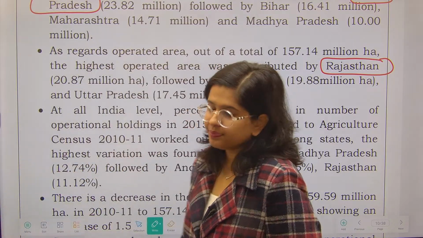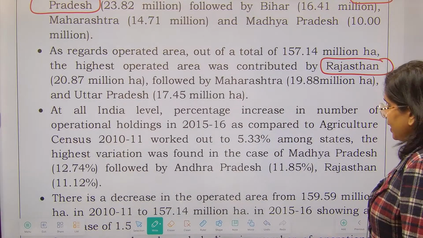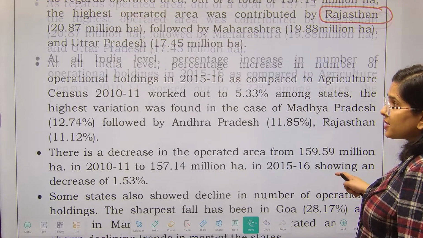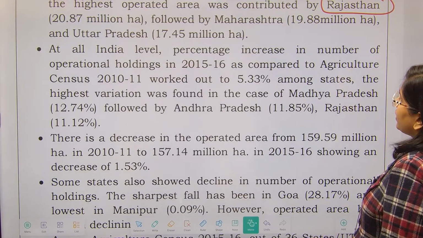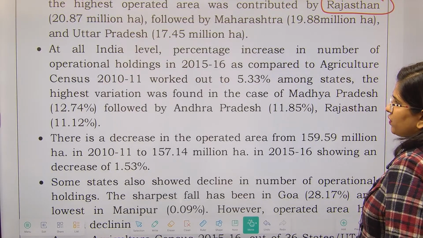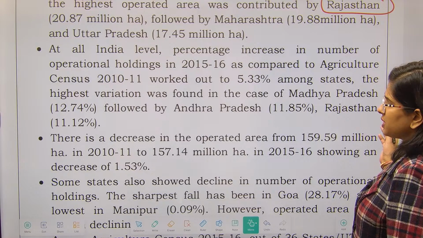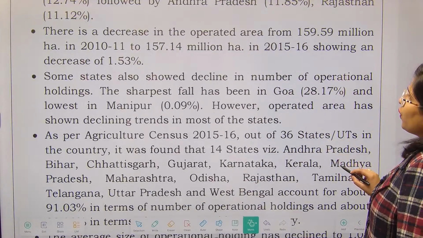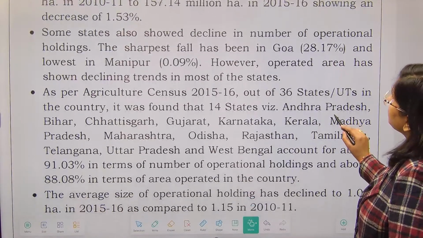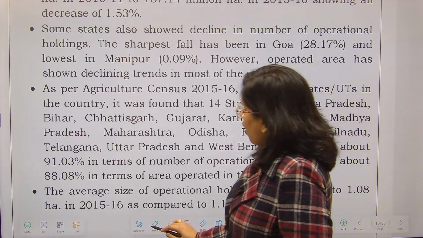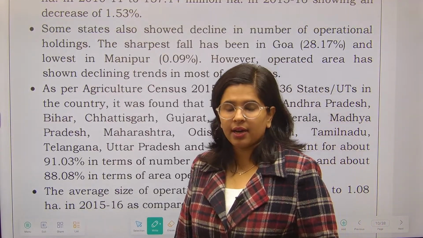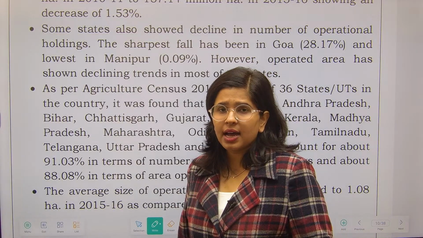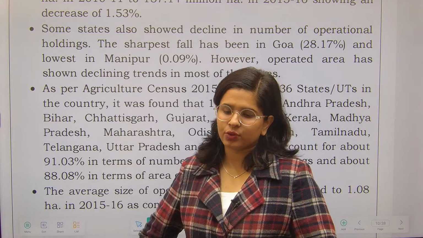So over here, at the all-India level, the percentage increase in the number of operational holdings as compared to the previous agriculture census worked out to be 5.33%, and among states the highest variation was found in Madhya Pradesh. Now this is basic data which you can choose to ignore. Then, we always have to focus on the exceptional data, right? Wherever exceptions have been given, these are the points where questions tend to get formed.